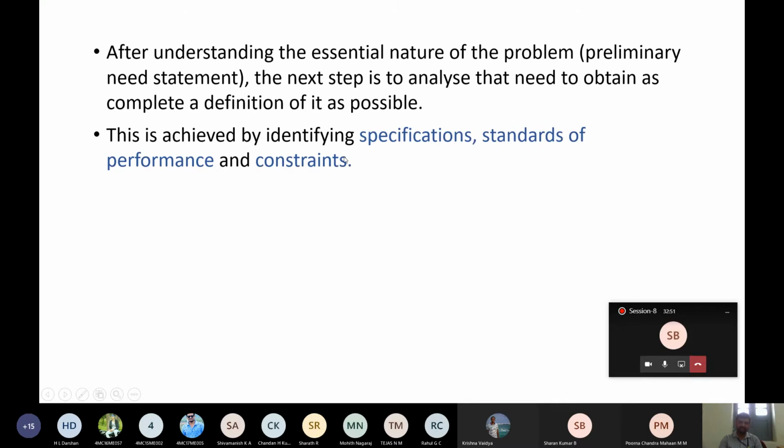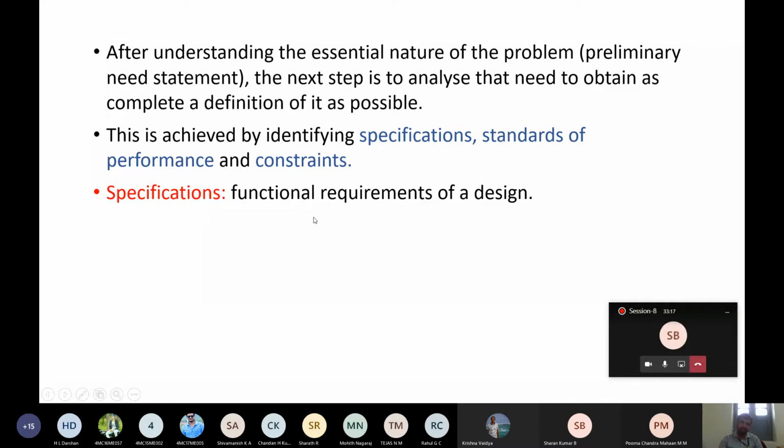by identifying specifications, standards of performance and constraints, as we discussed in the previous slide. Specifications means they are the functional requirements of a design. Okay, so if you consider a car or motorbike, functional specifications may be, okay, what is its mileage? So how many kilometers per liter?